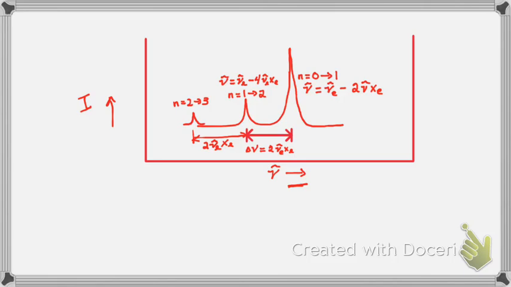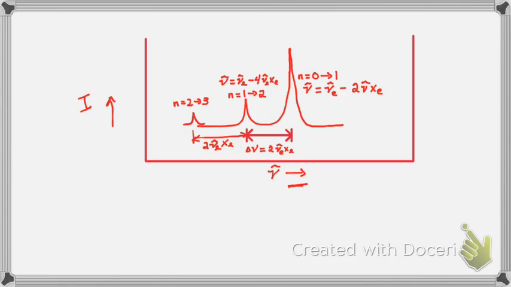So we note again that according to the anharmonic oscillator, we're going to get a different frequency transition for each of these bands. 0 to 1, 1 to 2, 2 to 3 are going to occur at different frequencies, and we're going to see a separate IR peak for each one.